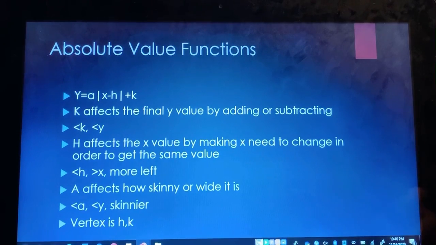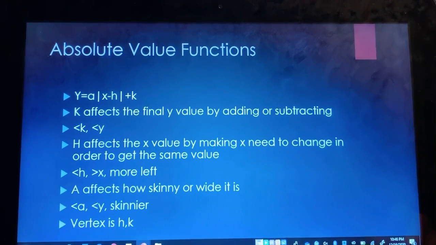Let's go. The formula is y equals a|x minus h| plus k. K will affect the final y value by adding or subtracting. After you do the a times |x minus h|, then you add the k. So the greater the k, the greater the y value. It's a vertical shift.